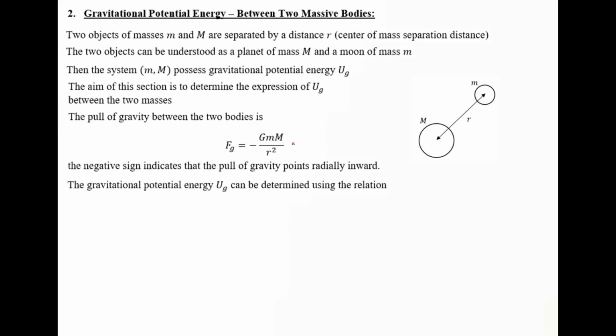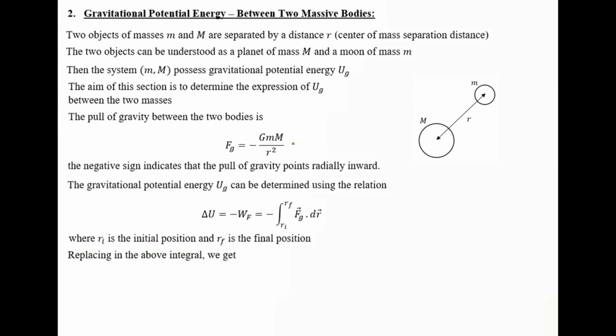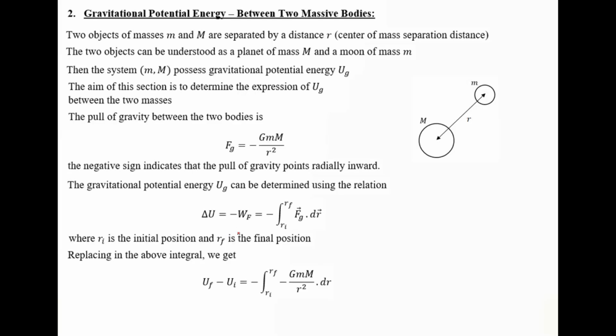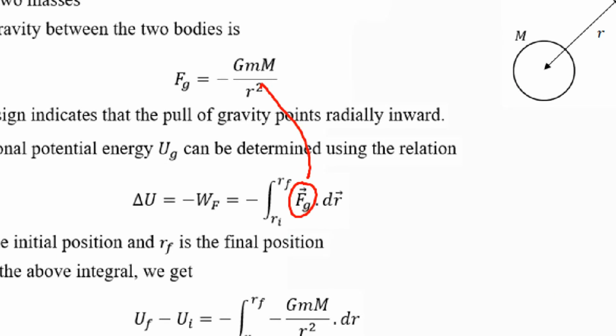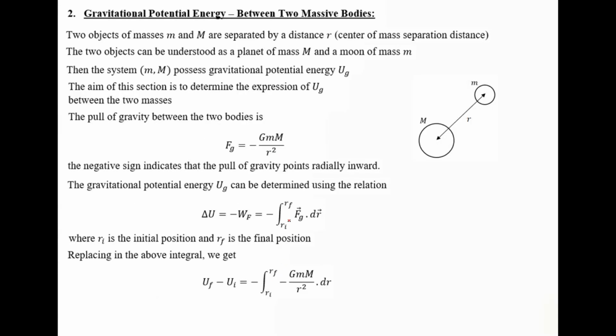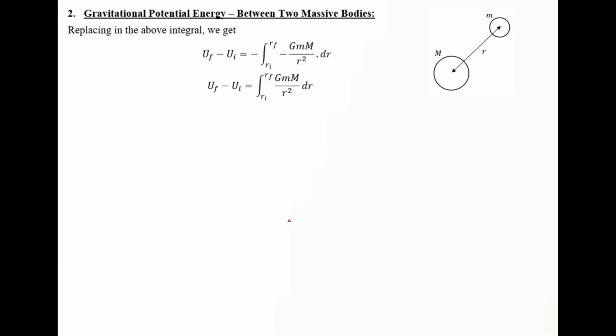The gravitational potential energy Ug can be determined using this relation again, where ri is the initial position and rf is the final position. Replacing in the above integral, we get, now we can split delta U to be U final minus U initial, in correspondence with the initial and the final radial position. And now the pull of gravity has been replaced by this function. Now minus with minus, they would cancel, and we're left with the following. Now we need to integrate the following function.